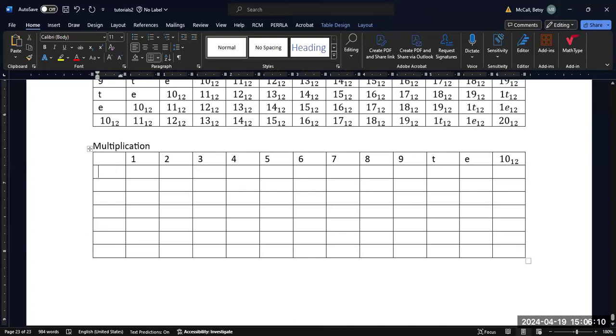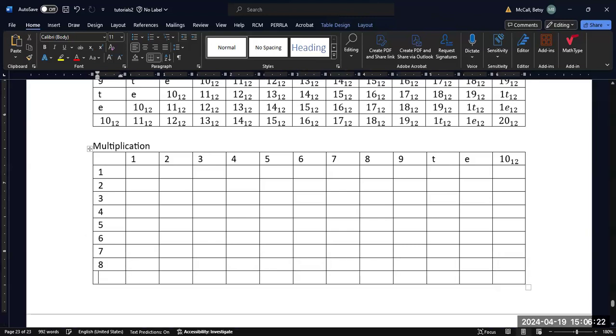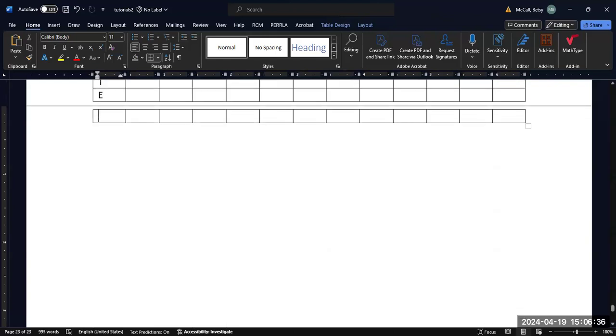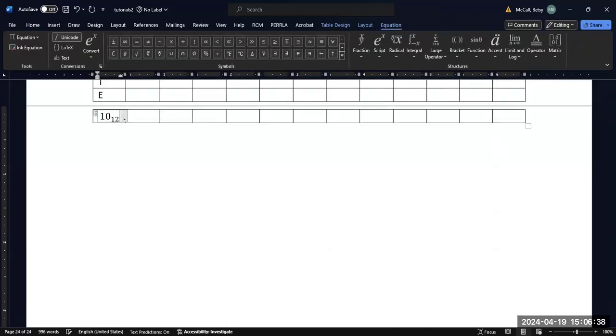And then 1, 2, 3, 4, 5, 6, 7, 8, 9, T, E, and 10 base 12.